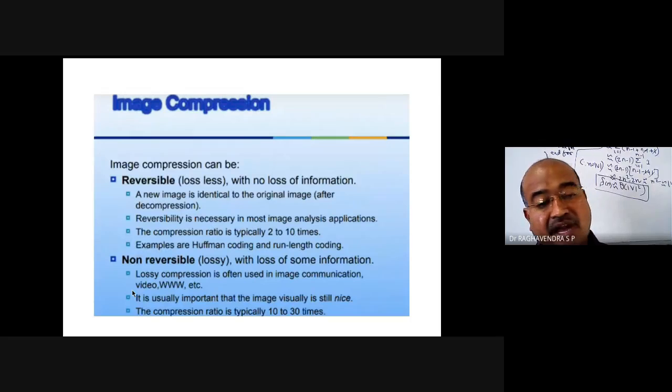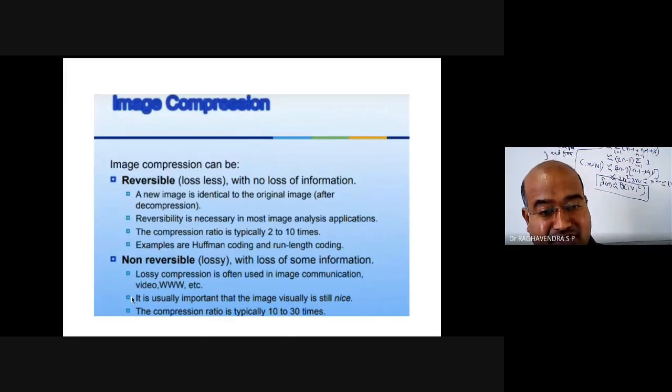MP4 is the standard format for videos, so that will consume a lot of memory. When you want to transmit the video from one place to another place, there may be chances of losing some information. It is usually important that the image visually is still nice. Even though some loss is there, the image looks approximately the same, but okay, you can use that also.